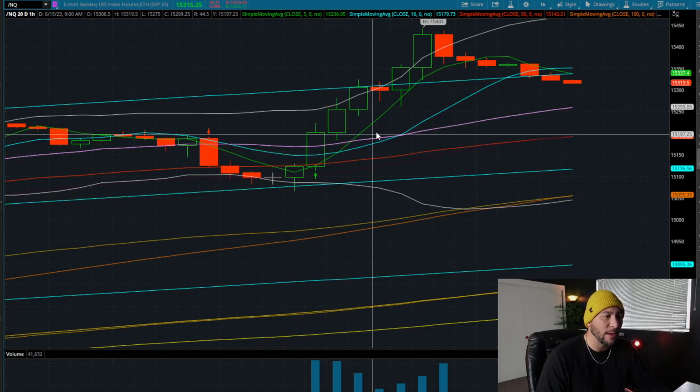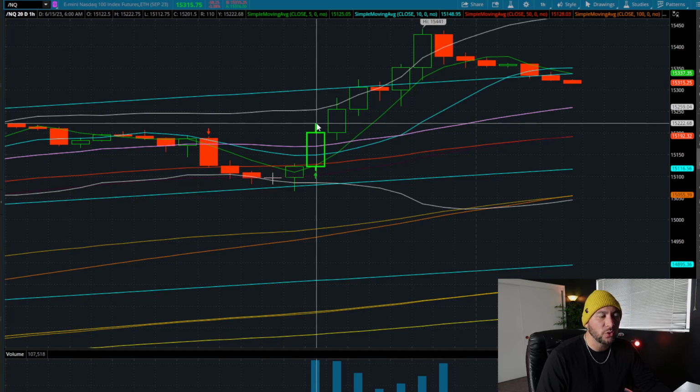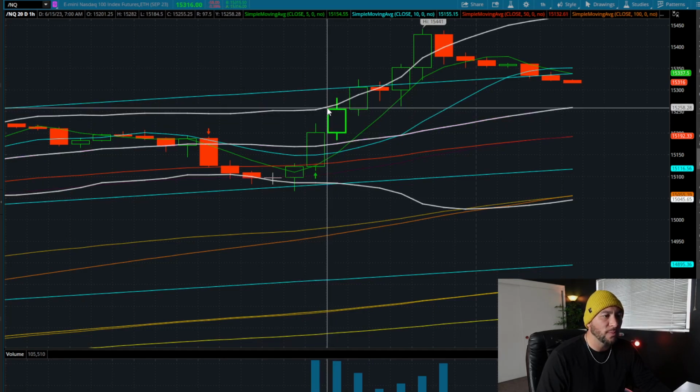So I need to be thinking about bouncing, or I need to be thinking about playing a continuation breakout. What I would be looking for here is a long play over 15,222. Why am I looking for that? Because if I look to the upper Bollinger Band, that's my next resistance, 15,258. So there's another 20 points here.